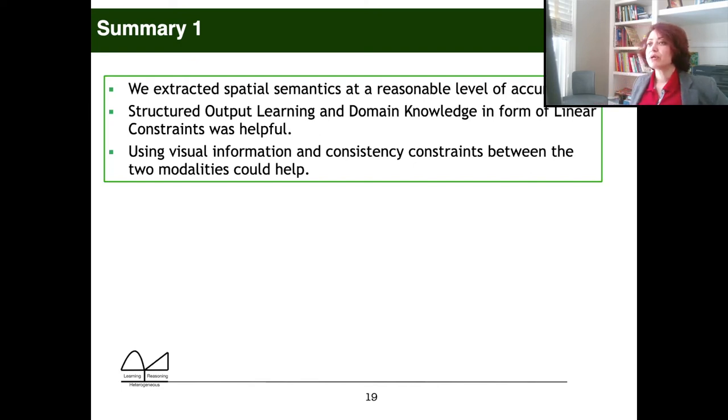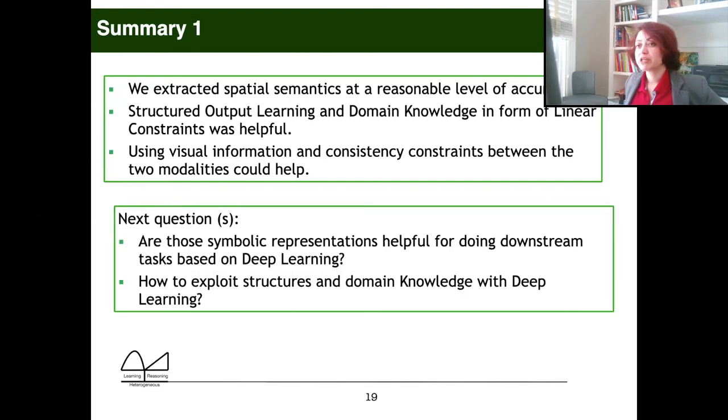And then we showed that structured output learning and using domain knowledge, in the form of those linear ontological constraints, was helpful. And we also could use the consistency constraints as an external source of knowledge to combine vision and language information. That also helped a little bit to improve the accuracy of extraction of this information.